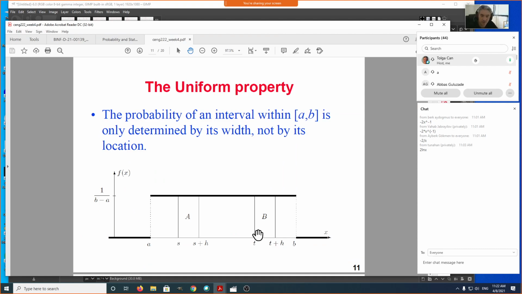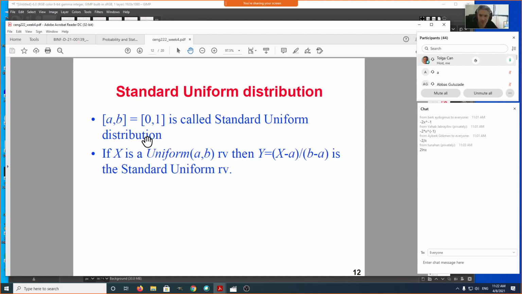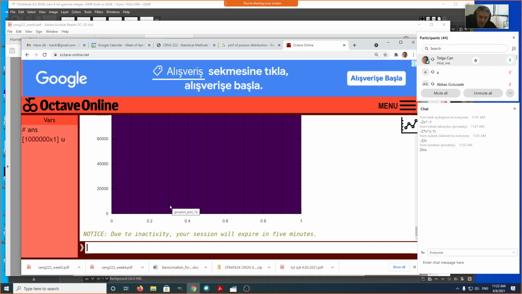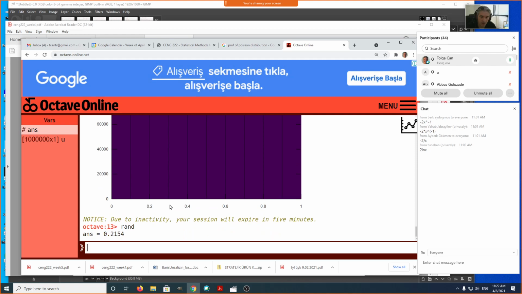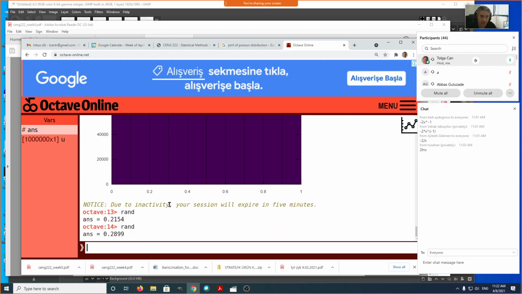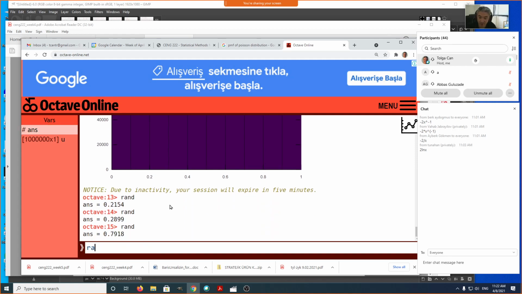All right, so after uniform, I talked about standard uniform. When these A and B are 0 and 1, it's called standard uniform distribution. And by default, for example, Octave Online or other random number generators give you standard uniform random numbers.